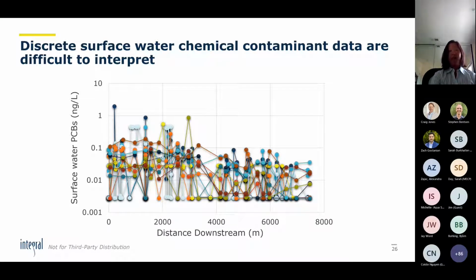So we could not answer fundamental site questions like, where are the COCs coming from and where are they going? And importantly, how do we best remediate the sites so that COCs stop getting into the water column and ultimately the food web?